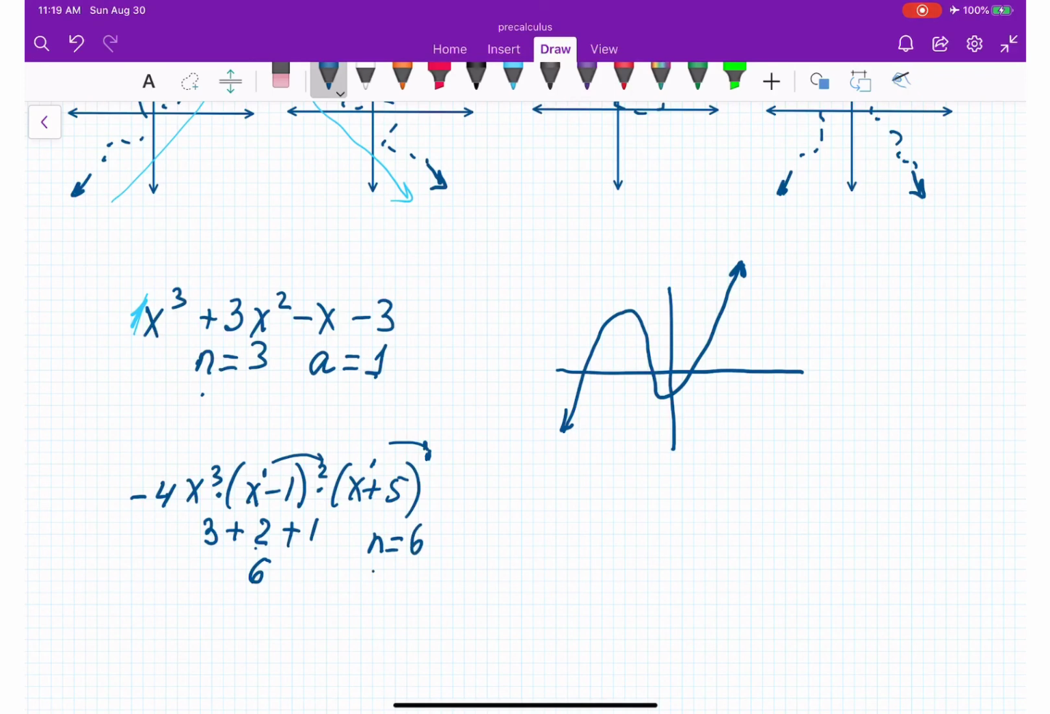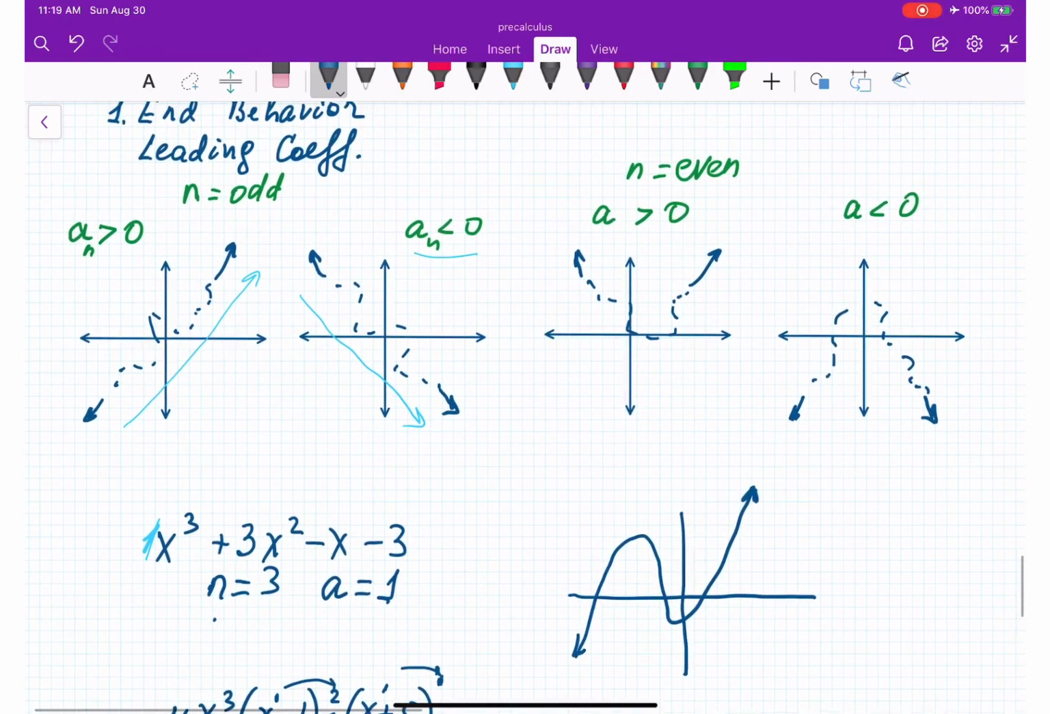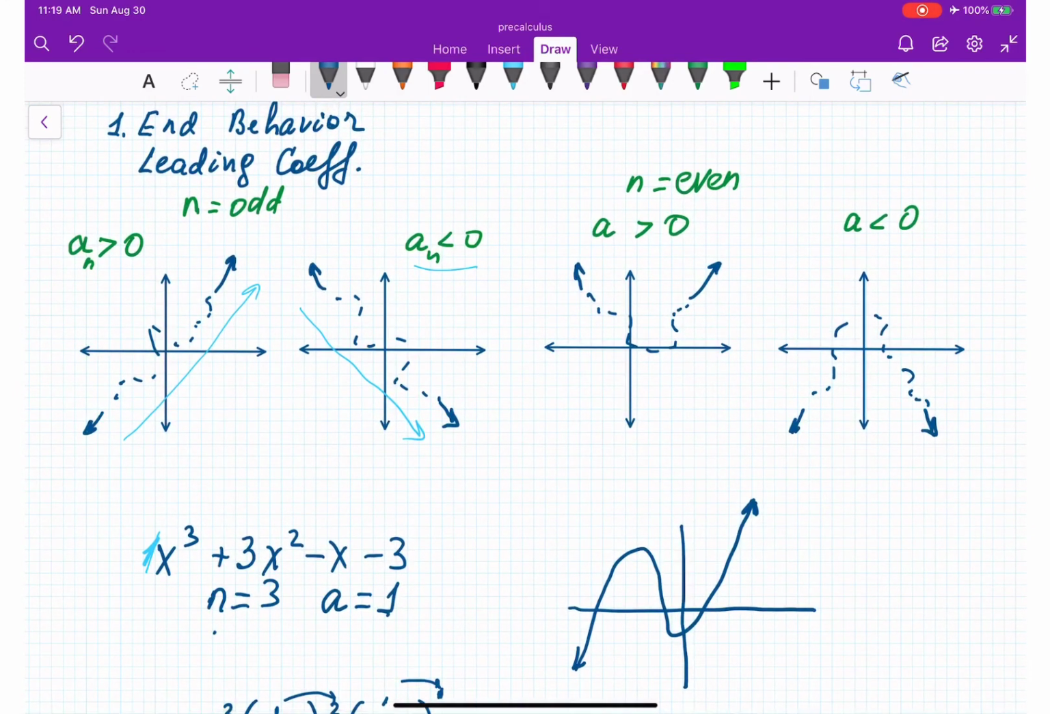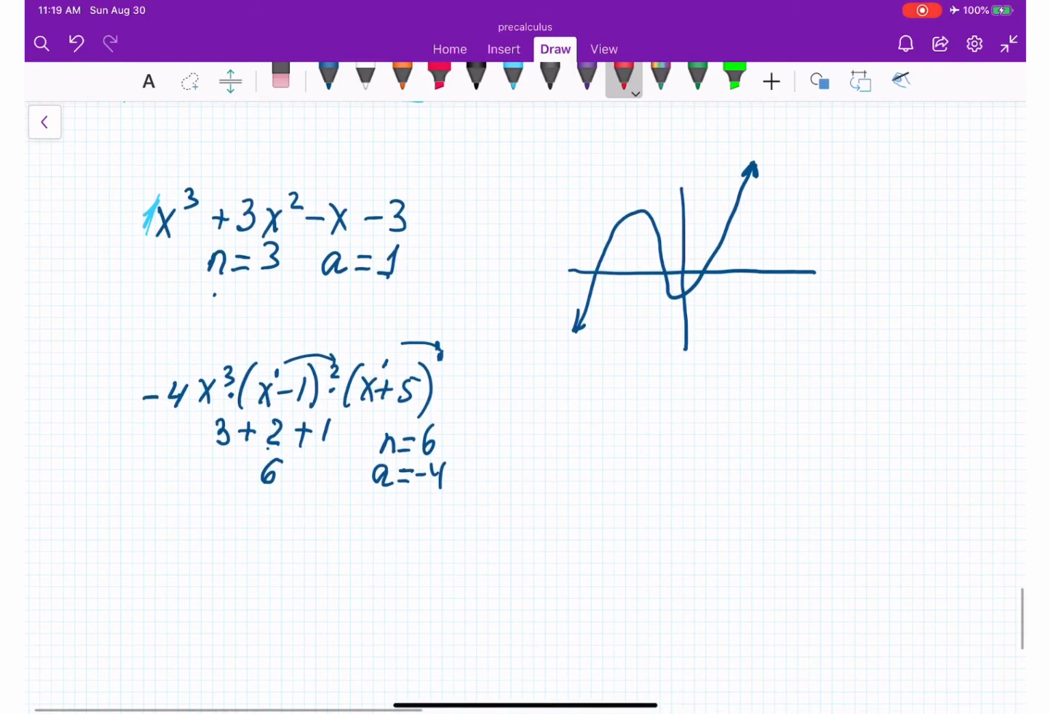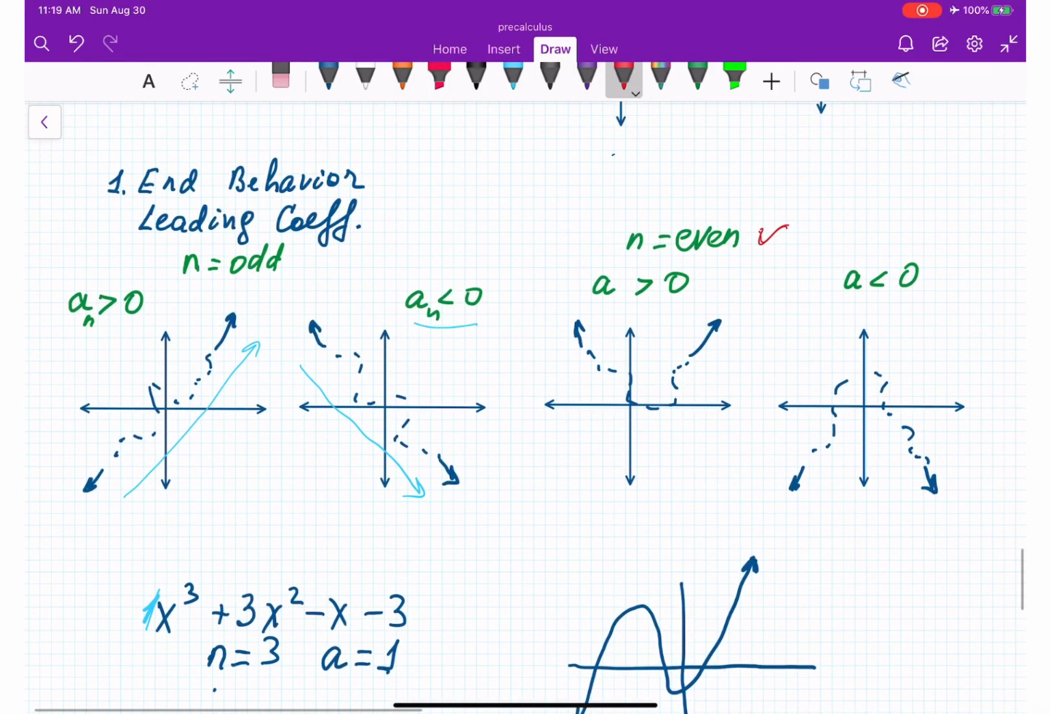And a is going to be negative 4. Yes? So n is 6. Where n is 6, it's even, right? Here we go. We have it even, and a is negative 4, which is less than 0. And so our end behavior is going to look with both of them down, correct? In the same direction. All right.